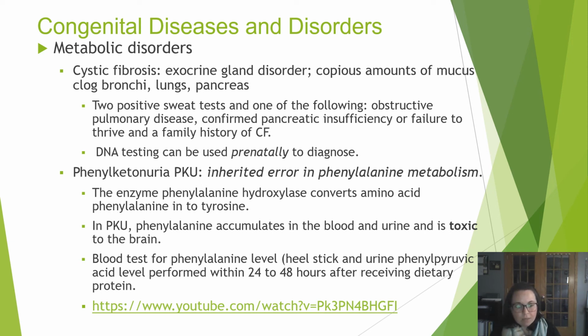Another metabolic disorder is PKU, or phenylketonuria. PKU is an inherited error in the phenylalanine metabolism. The enzyme phenylalanine hydroxylase converts the amino acid phenylalanine into tyrosine. If phenylalanine accumulates in the blood and urine due to the deficiency of the enzyme, it becomes toxic to the brain.